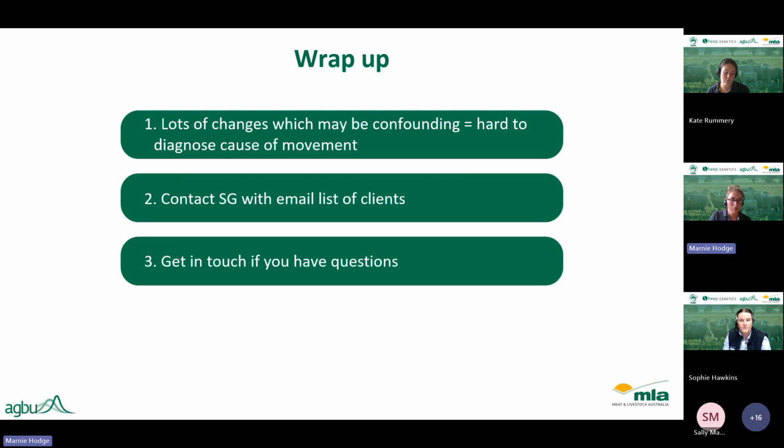Get in touch with Sheep Genetics, just flick us an email or give us a call with the list of flocks that you'd like to see the reports for, and we can send that out automatically. The recording of this webinar will be sent out at the end of the webinar, so you can refer back to it if you're confused about a certain section or need a bit more information. But always get in touch with us if you've got any questions or want to talk through anything specific before explaining things to your clients.